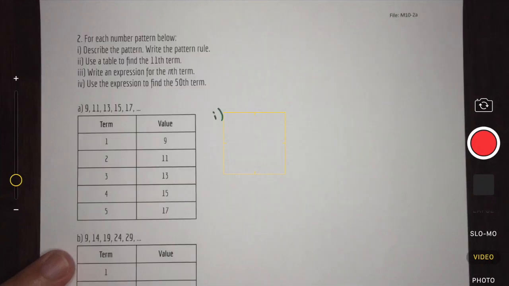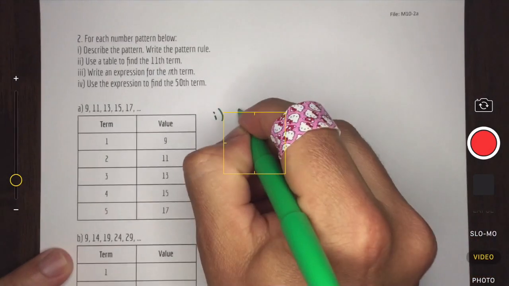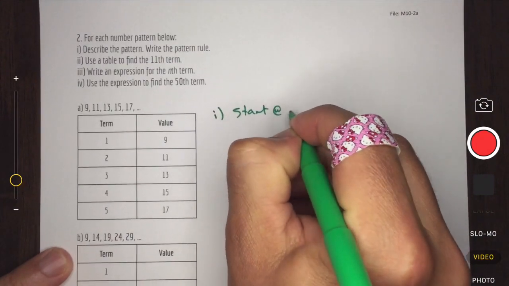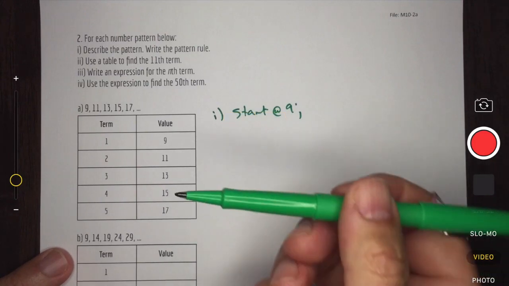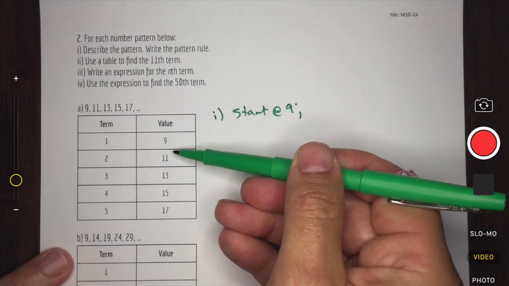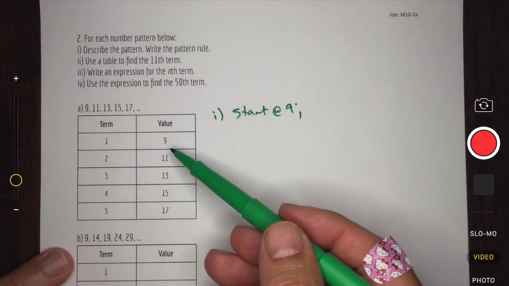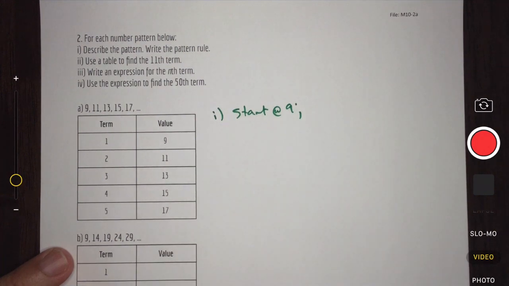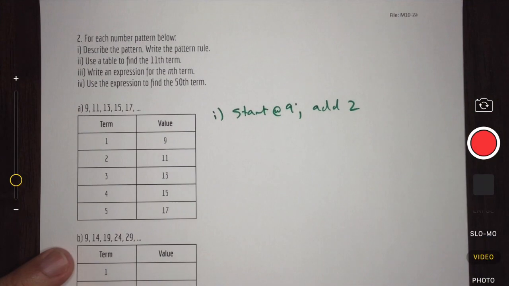So when we take a look at our value column, we can see that we start at 9. That's really the easiest part because we can always identify that. Then we have to look and see, okay, how are our values changing from term to term. So in this particular case, because they're changing by 2 every single time and that's being added, we can say that we can add 2. Now it's that add 2 that's going to come in handy in a couple minutes, but we'll come back to that in a couple minutes.